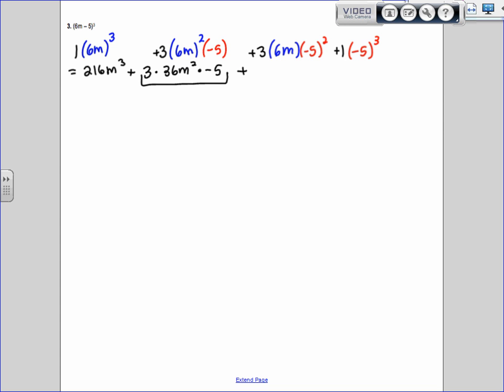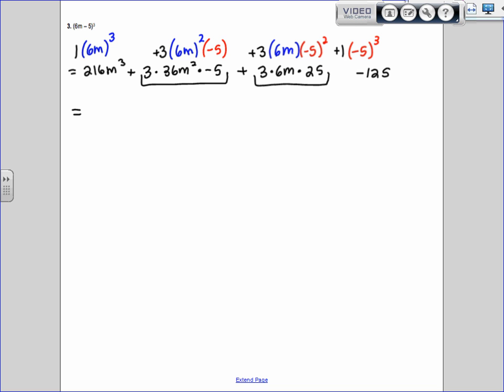If you can do it all in your head all at once, you can do that. But I typically like to write it out. So then I have 3 times 6m times 25. And the last one is negative 5 times negative 5 times negative 5. So minus 125. You don't have to do plus a minus 125. You just do minus 125.